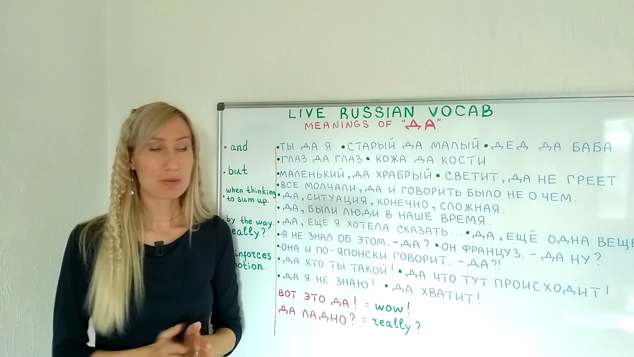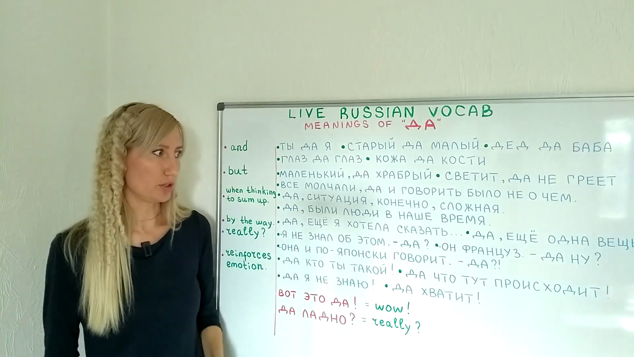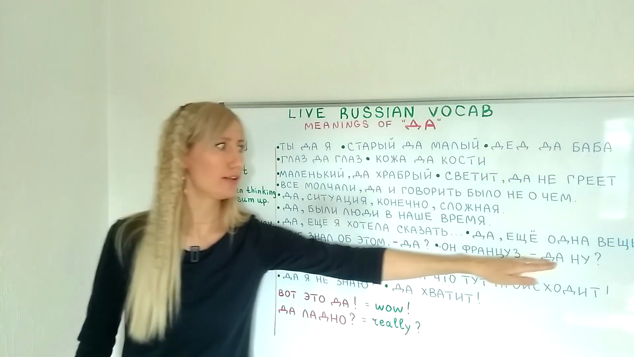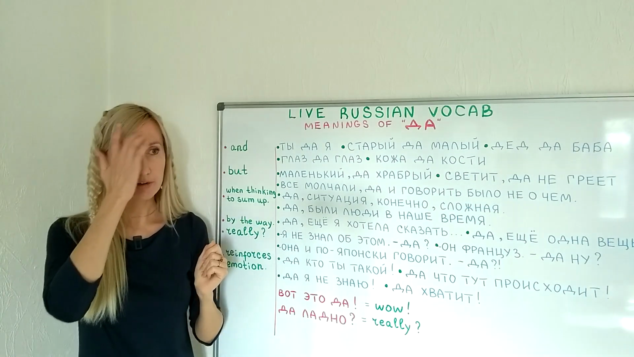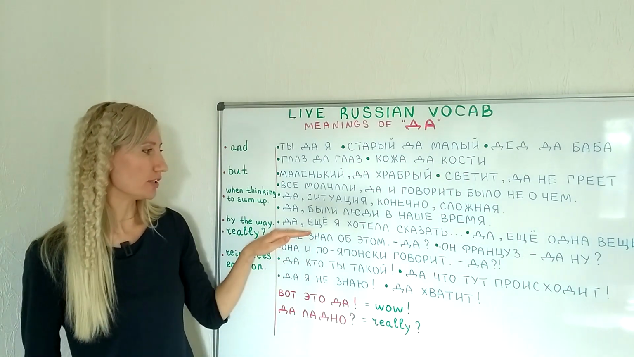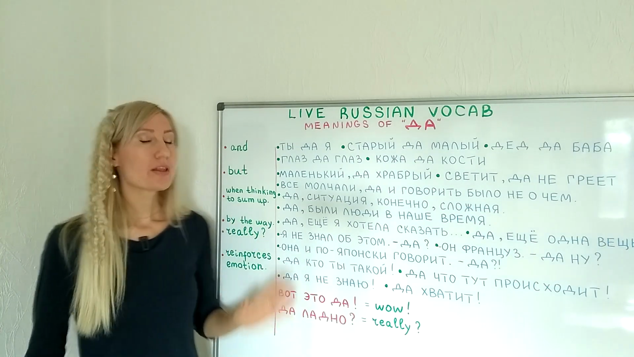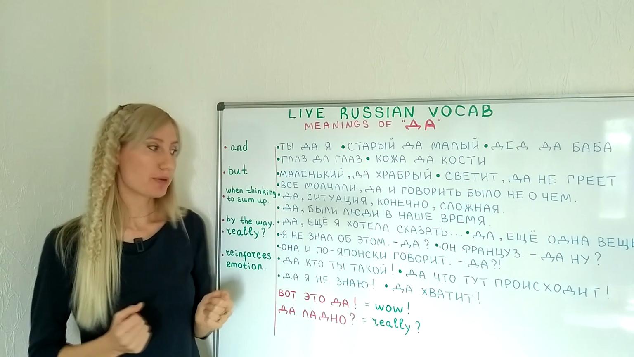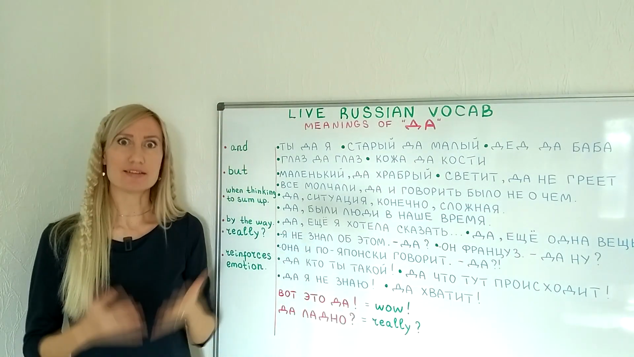For example, when people in Russia found out that my husband is French, I was like, он француз. They were like, да ну. Да ну. You can say just да or да ну. Да ну means that you kind of don't believe in it, that you have doubts. Да ну. Really? It's again really. So да or да ну. Or она и по-японски говорит. She speaks even Japanese. She speaks Japanese too. Да? Really? Да?